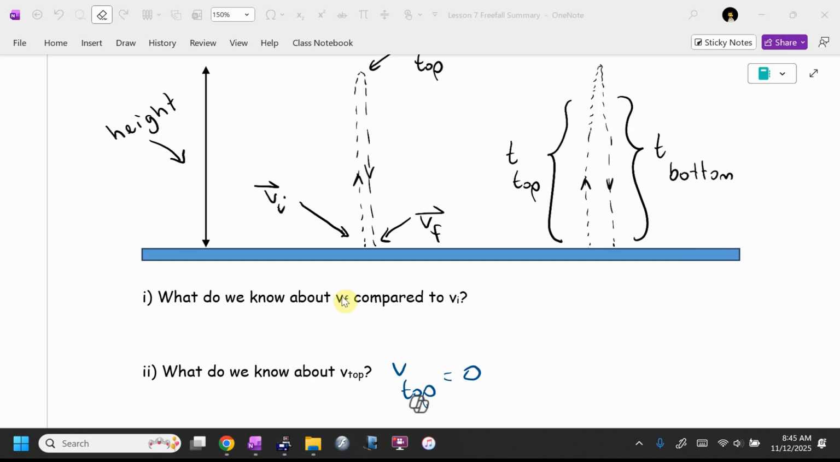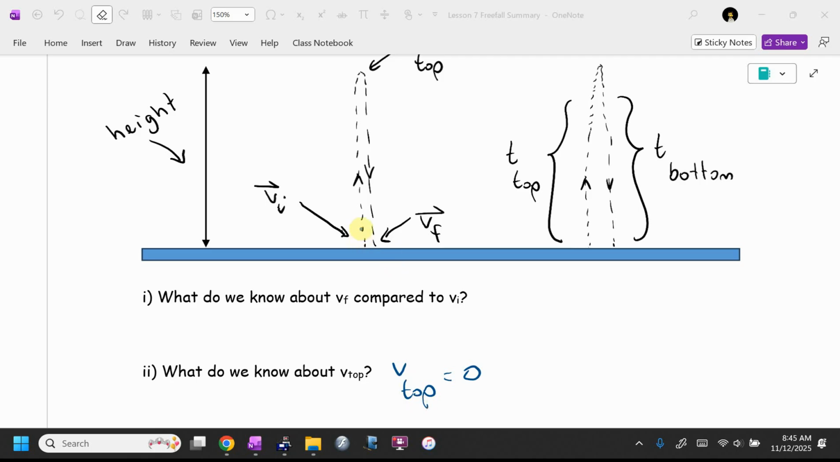What do we know about VF compared to VI? Because we're starting and ending at the same place, we can use what goes up must come down. If VI was equal to 12 meters per second, what's VF? Nope, that's for time. So negative 12. It's because you're going to hit the ground at the same speed that you left.